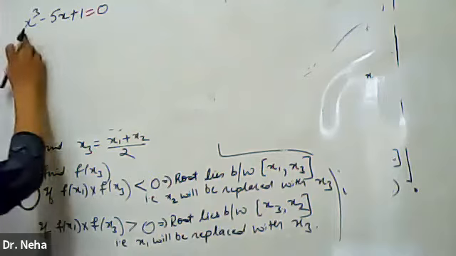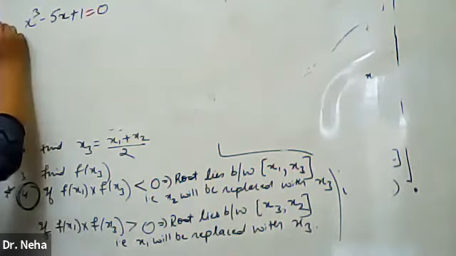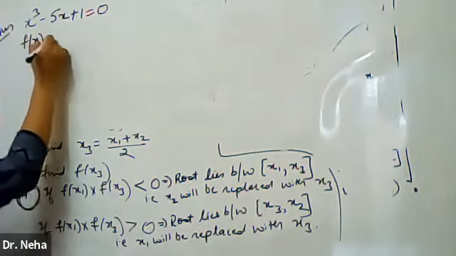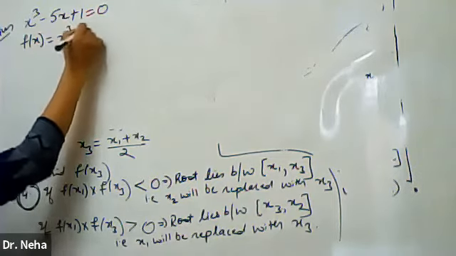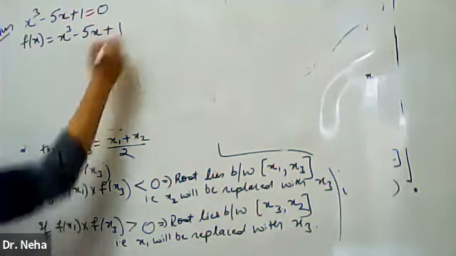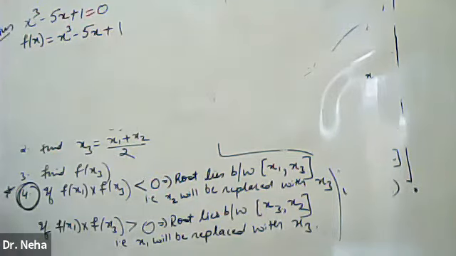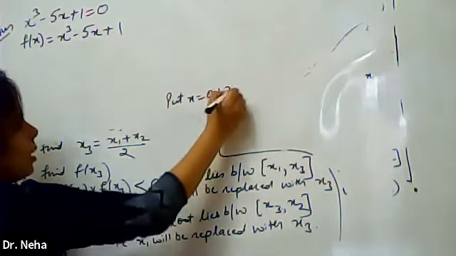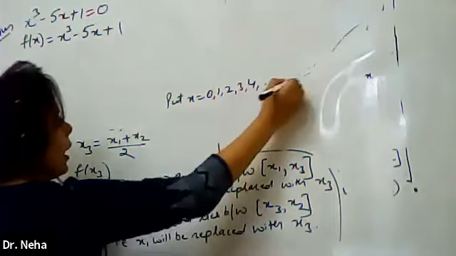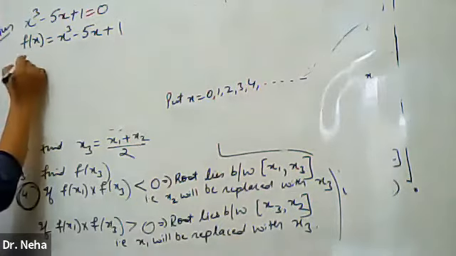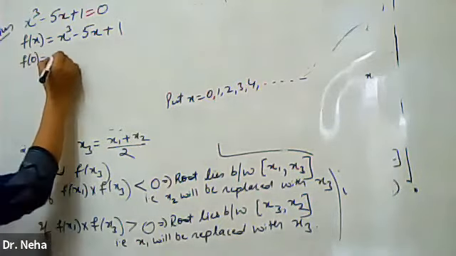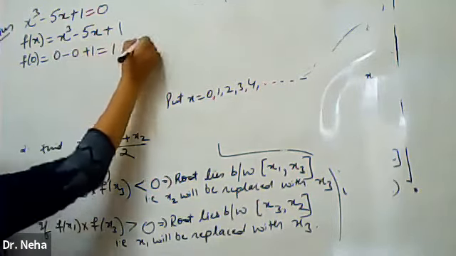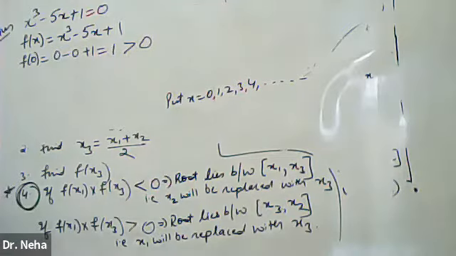Now see, this is our f(x). That means f(x) is given in the statement as x cube minus 5x plus 1. Now what is step number 1? Put x equal to 0, 1, 2, 3, 4 and so on. Let us put x equal to 0. What will be the answer? 0 minus 0 plus 1 equal to 1. This is positive, a value greater than 0.